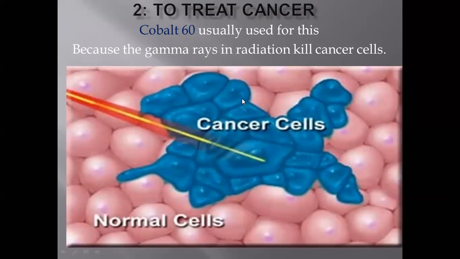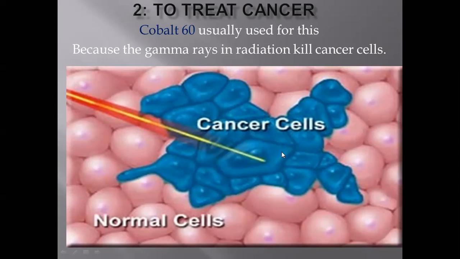Abdullah, to treat cancer. Second use of isotopes: to treat cancer. Cobalt-60 is usually used for this because the gamma rays in radiation kill cancer cells. Excellent. Here I have gamma rays, and radiation will kill cancer cells. It will not kill normal cells. It will kill cancer cells only.